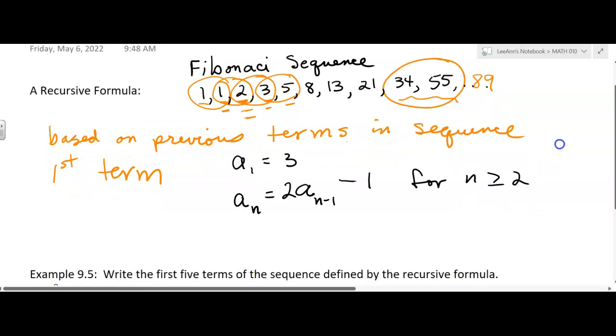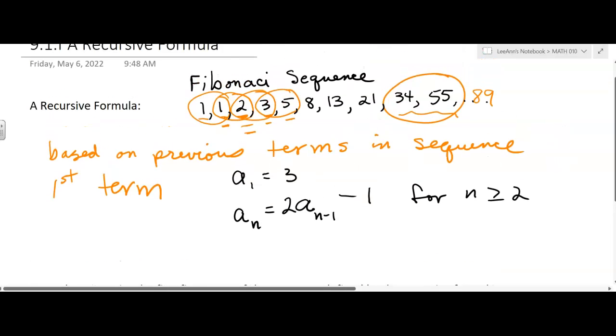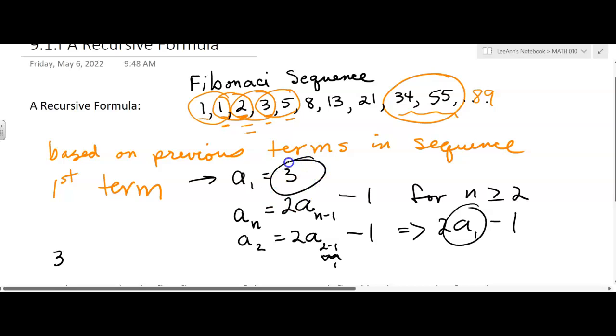Okay, so if you wanted to find the sequence, you'd start out with the first term, 3. But then to find the second term, you'd have a sub 2 equals 2 times a sub 2 minus 1. This is all the subscript, minus 1. Well, what is 2 minus 1? 1, right? So 2 times a sub 1, but we know a sub 1. That was given to us. So it's 2 times 3 minus 1. 6 minus 1 is 5. Okay, so the next term is 5.